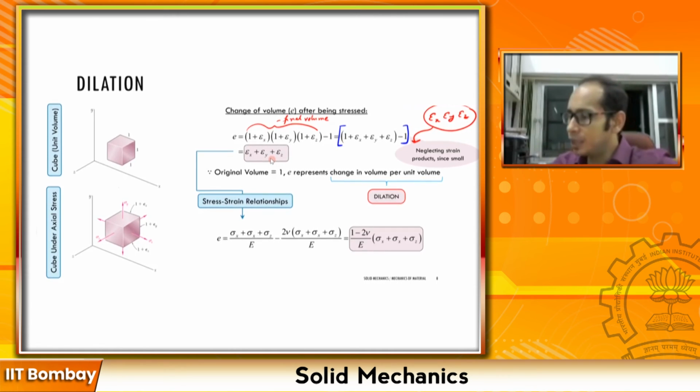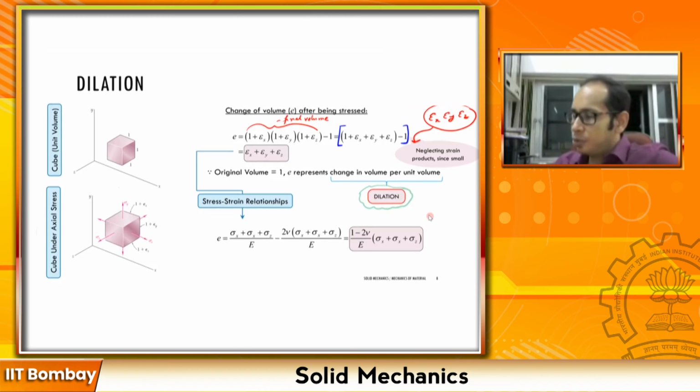So here your E, the change in volume, represents the change in volume per unit volume, because the original volume to begin with was 1. And this particular terminology and expression, and this is just a definition, is known as dilation. So dilation is the change in volume per unit original volume that you had over here.